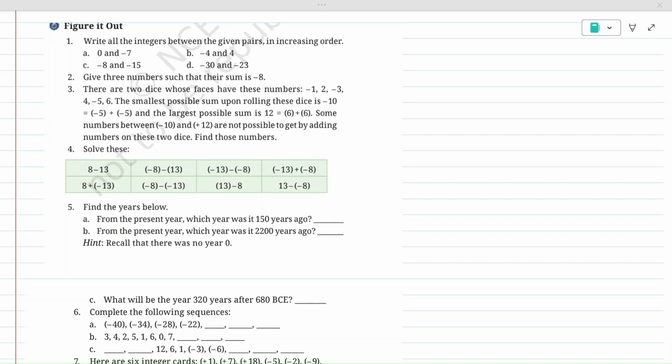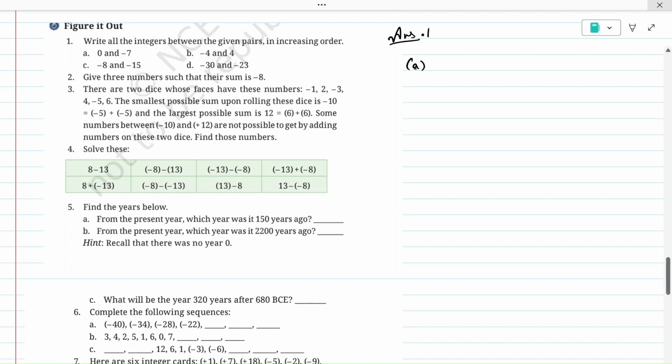Hello kids, in today's class let's move ahead further in this chapter with the figure it out. So what the first question says is we have to write down all the integers between the given pairs in the ascending order. So that means we have to write the numbers in the given range in the ascending order. Ascending is the increasing order, that means from smallest to the biggest number.